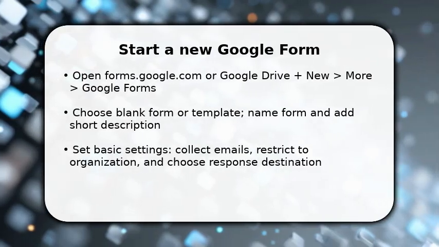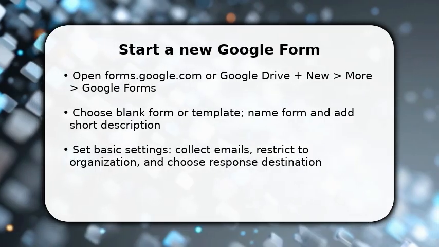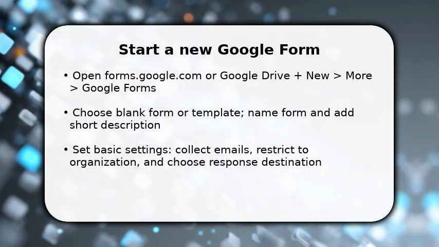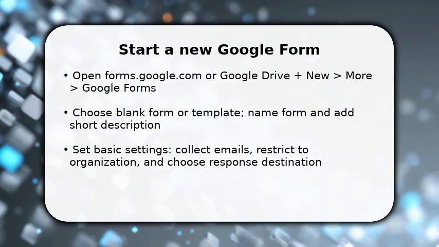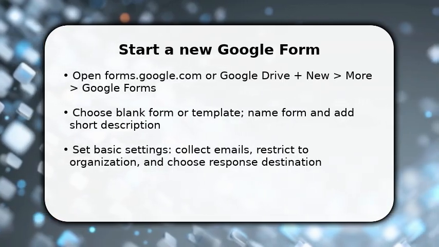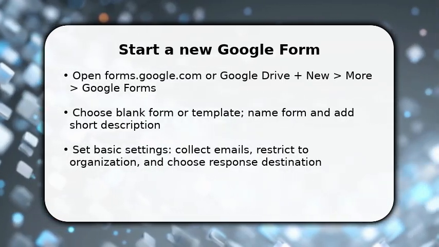You begin by opening Google Forms and creating a new form, pick blank or a template. Name the form and add a clear description so respondents know purpose. Next, add your first question right away. Choose type, short answer, multiple choice, write the prompt, and mark required if needed.